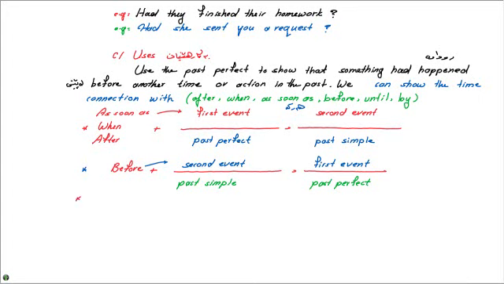Until, we have the second event, then we have the first event. For the second event, we usually use past simple, for example decided. For the first event, we usually use past perfect.